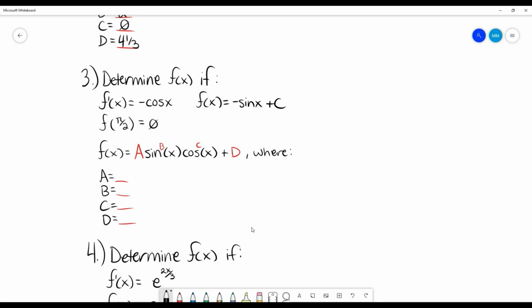Now, once again, we've got a point. So I know this equals 0 when I have this. Again, I know sine of pi over 2 is 1. So that means that 0 equals 1 plus c, which means that c equals negative 1. Now, we've got our a is negative 1. B is 1. Cosine to the power of c. There is no cosine, so again, our c is 0. And our constant, d, is negative 1.